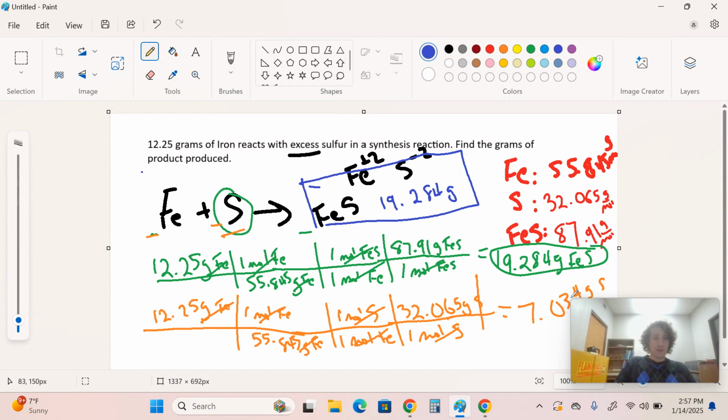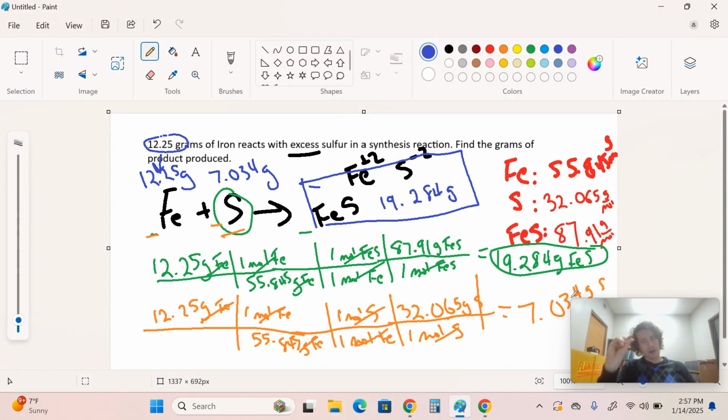So for iron, we had 12.25. How do we know that? We were given it, right? It's right there, 12.25 grams of iron, and we just calculated 7.034 grams of sulfur, okay? Now realize we've rounded these, okay? So when I add these together, I should get ideally exactly 19.284, okay? Because I rounded, I might have a slightly different answer. Instead of 19.284, maybe it's 19.285. Maybe it's 19.283, right? But it should be very close.